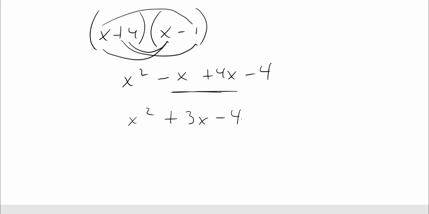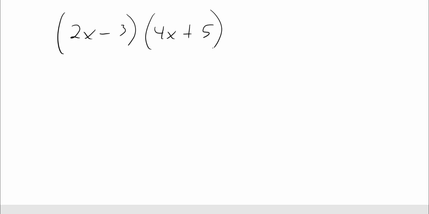Okay? Not bad. So let's do a little more complicated one. This isn't bad, right? This is pretty easy. Just got to be careful of your multiplication. So let's do 2x minus 3 and 4x plus 5. Okay, so a little more complicated, but no big deal.